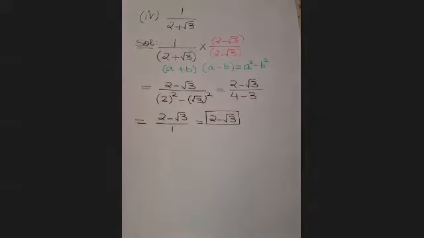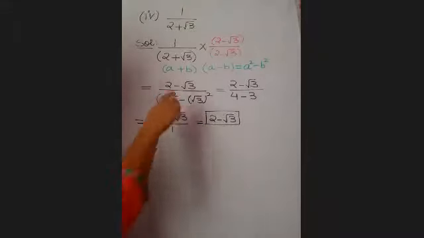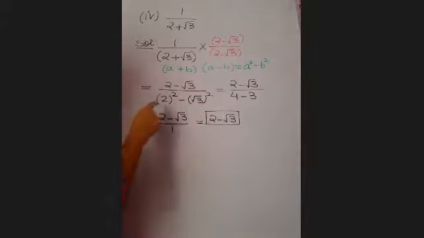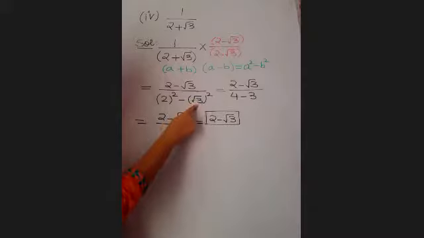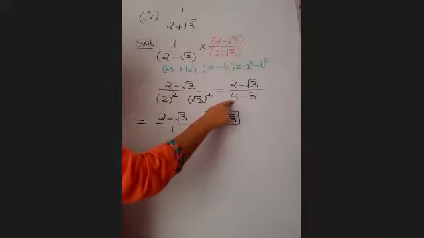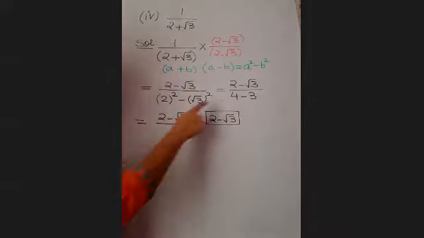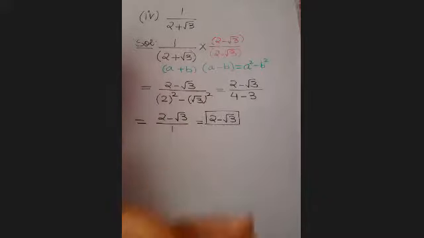Have we achieved the purpose? Please explain the last part, ma'am. Yes. See, a plus b, a minus b is a square minus b square. So a square is 2 square and b square is root 3 square. The square of 2 is 4 and the square of root 3 is 3. So 4 minus 3 becomes 1. That is, we are getting rid of the irrational number in the denominator.